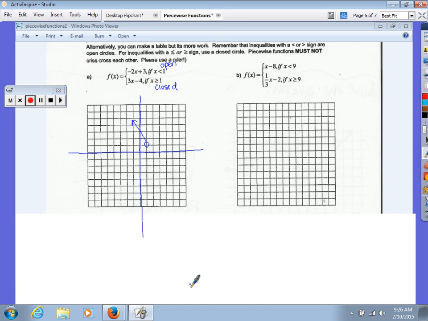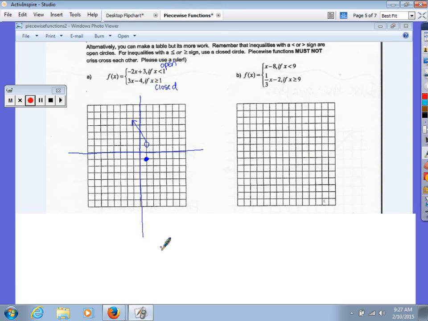Okay, so now what do I need to do for my next equation? Graph what point first? The 1. And when I put 1 in, what am I going to get out? What's 3 times 1 minus 4? So 1, negative 1. Open or closed? So 1, negative 1, and it should be closed.